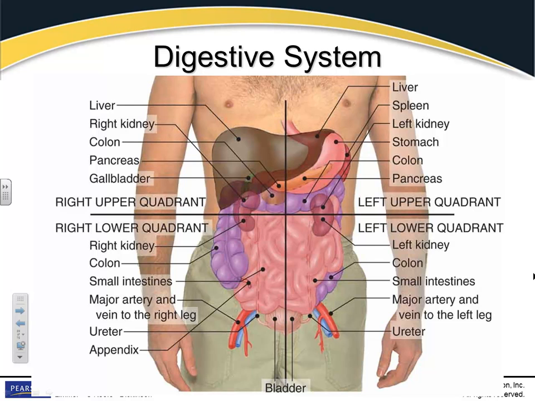Digestive system, it's probably my third least favorite body system. However, I like for it to work properly. You can see parts of the digestive system are detailed in here. The things you probably need to know where they are is the pancreas. The pancreas lays right here between the stomach and the liver. The gallbladder is going to be attached to the distal end of the stomach.